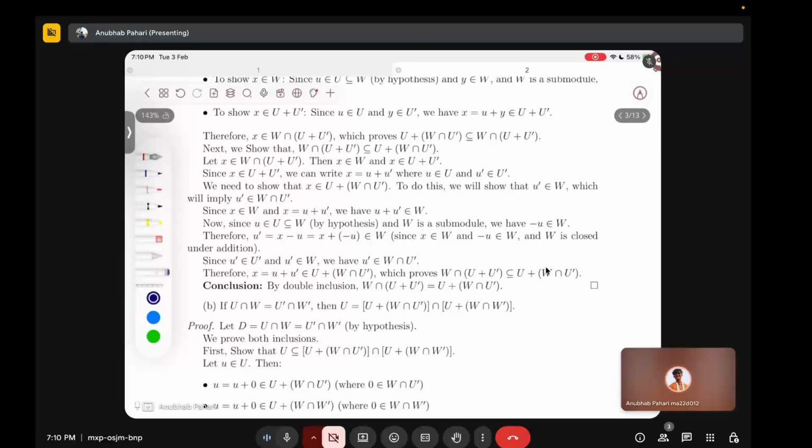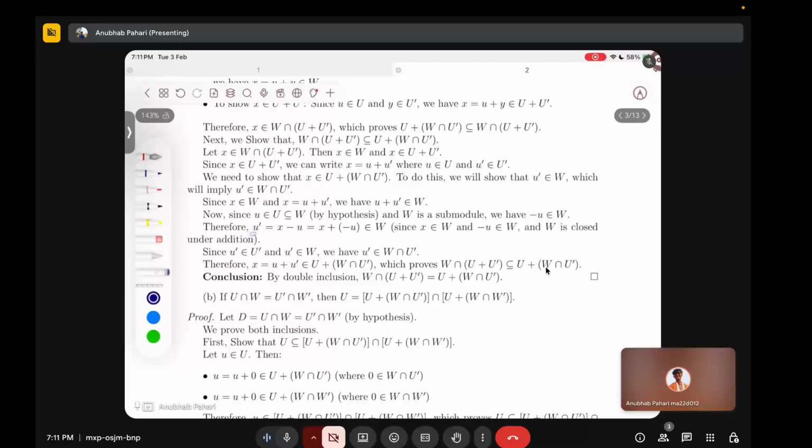Now, since x belongs to W, and x equals u plus u prime, we have that u plus u prime belongs to W, and since small u belongs to capital U, which is already a subset of W, their subtraction x minus u belongs to W, right? I mean, minus u belongs to W because W is a submodule, and small u belongs to capital W, therefore minus u belongs to capital W, and therefore your u prime is x minus u, which belongs to capital W, and W is closed under addition, right?